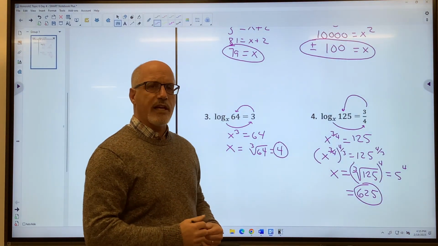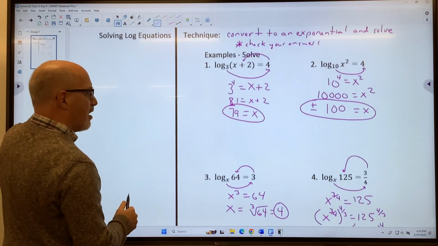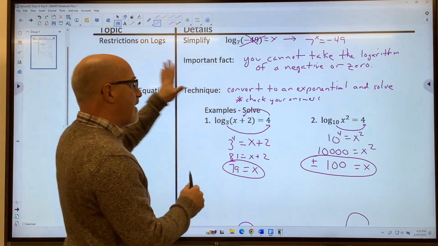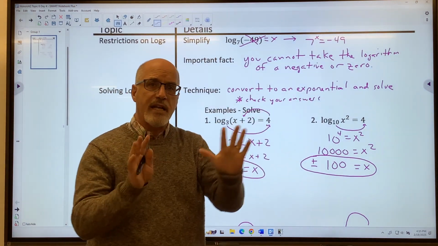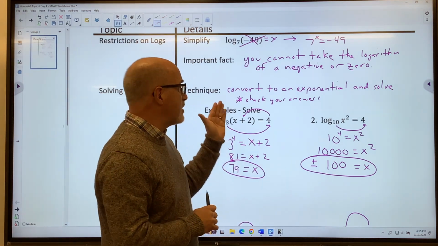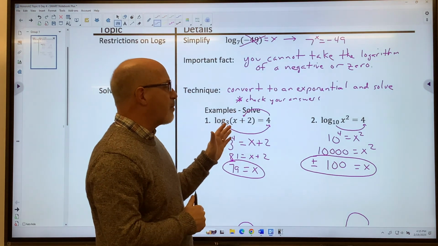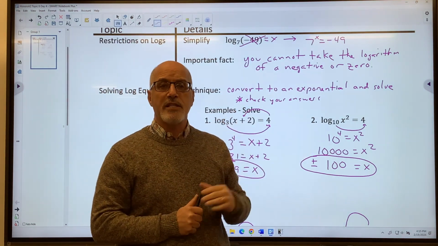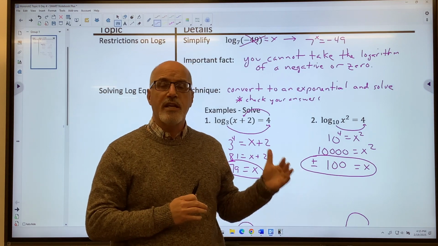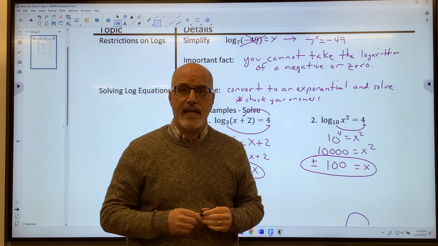So the introduction to these log problems: what we've got to recognize is that, first of all, a restriction is you cannot take the log of a negative or 0. And the technique we're going to use at the beginning here is to take these log problems, convert them into exponentials, and then solve the exponential to get our solution. You should check your answers to make sure you're not taking the log of a negative as well.